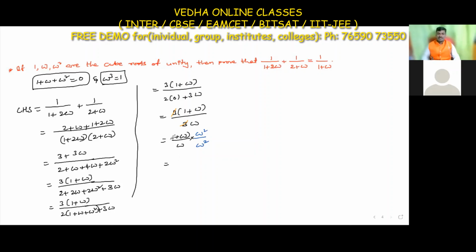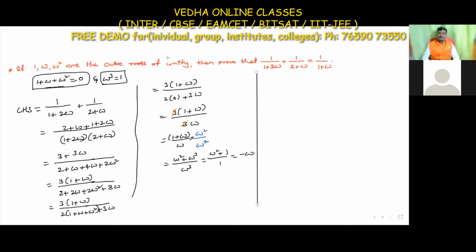So 1 plus omega into omega square. 1 into omega square is omega square. Omega into omega square, omega cube, divided by omega into omega square, which is omega cube. So here omega square plus 1 divided by 1. 1 plus omega square, from here 1 plus omega square becomes minus omega. So we get minus omega as the LHS answer. This is the answer for LHS.